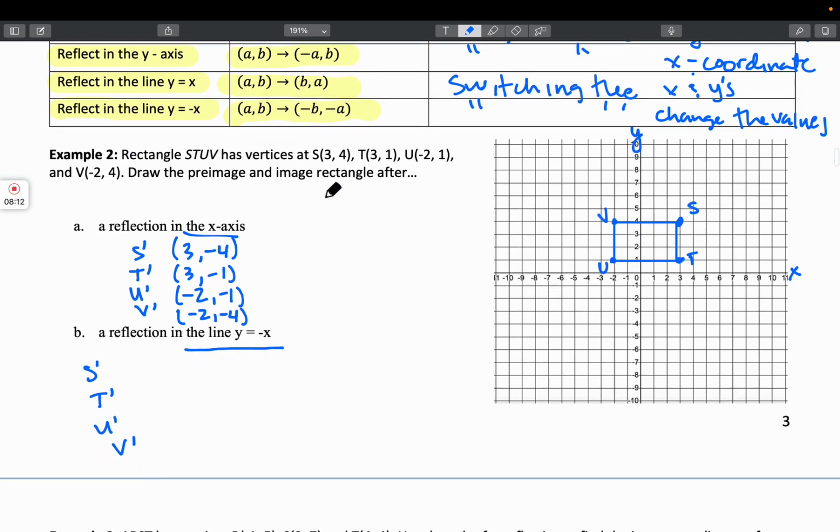Let's write the coordinates out for S prime, T prime, U prime, and V prime. For S prime, we're going to switch the x and the y and change their values. So that becomes (-4, -3). T prime, they're going to switch their order and their values. That's (-1, -3). U prime, it's going to switch the order and switch the values. So this is going to become (-1, 2). Now remember, if it was negative to start off, it's got to change value to go to positive. And then V prime is going to become (-4, 2). All right, once again, take a second to graph those points in the coordinate plane and see what that reflection looks like in the line y equals negative x.